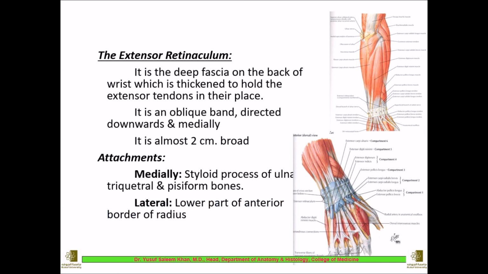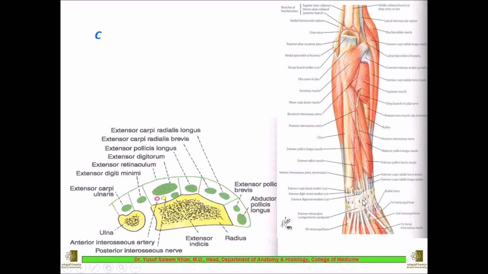On the lateral side, it will be attached to the radial border, especially the anterior border of the radius. So here will be the styloid process of the ulna as well as the triquetral and the pisiform bone on the medial side, and on the lateral side it will be attached to the lower part of the anterior border of the radius. Here will be the radius because this is the thumb. Okay, so this is the attachment. Medially we have the styloid process of the ulna as well as the triquetral and pisiform bone, and on the lateral side the anterior border of the radius.